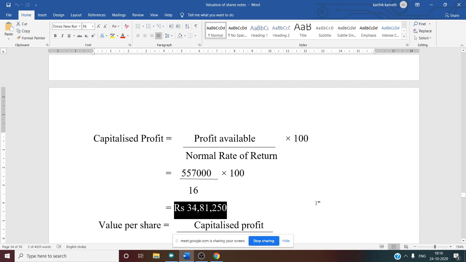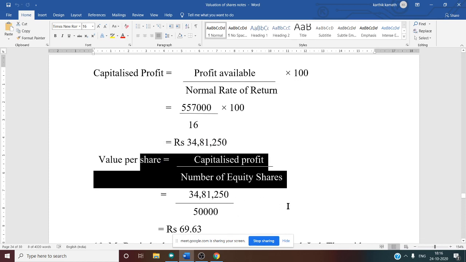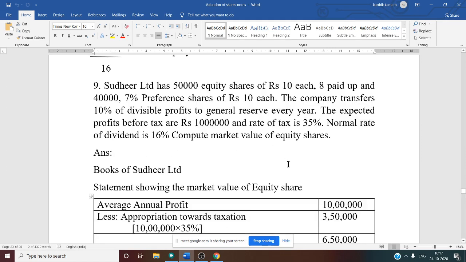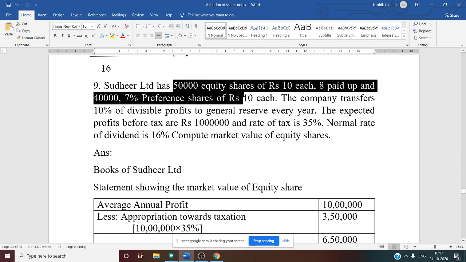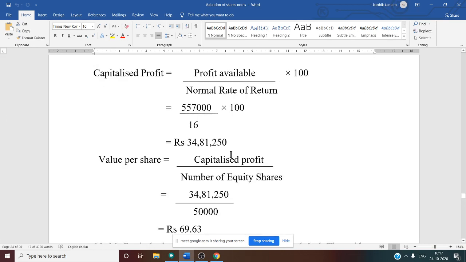So total capitalized profit is 34,81,250. But we want to value per share. How to calculate value per share? Capitalized profit divided by number of equity shares. This is the formula for value of share under the market value method. The capitalized profit we just got, 34 lakh 81,250, divided by the number of equity shares, that is 50,000. Why 50,000? Because it is given in the problem: 50,000 equity shares. It doesn't matter if they are partly paid, because in this problem they have specifically mentioned 50,000 equity shares. That is why we take the entire 50,000.